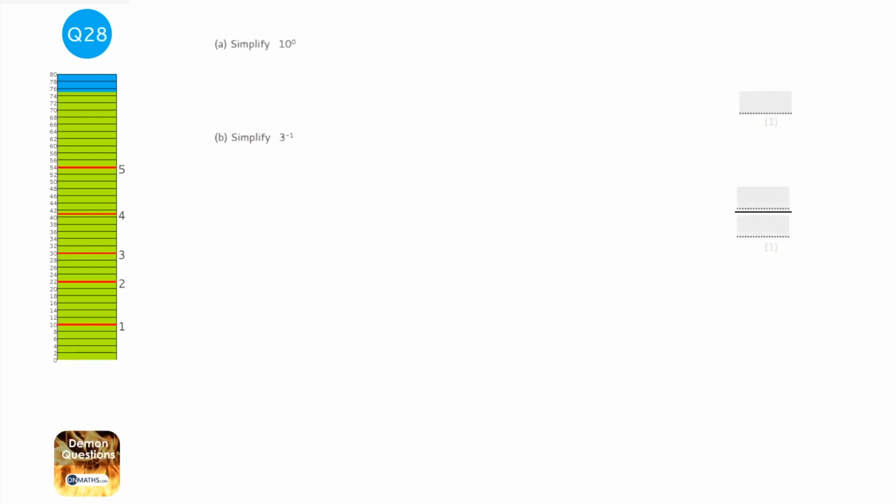Okay, there are 2 main things you need to know about advanced number indices. The first one is that anything to the power of 0 is not 0, but it is 1. The reason is, say we had 10 squared divided by 10 squared, that would be, take away the powers, so 10 to the power of 0, because when you divide you take away the powers. But any number divided by itself is 1. So therefore anything to the power of 0 is 1.